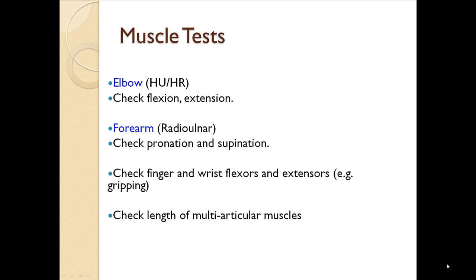When we come to do length tests, check the length of any multi-articular muscles. So biceps is a biarticular muscle. You must check the length of that. The forearm or finger and wrist flexors and extensors are multi-articular muscles. You must check the length of those. Make sure that they're not tight.